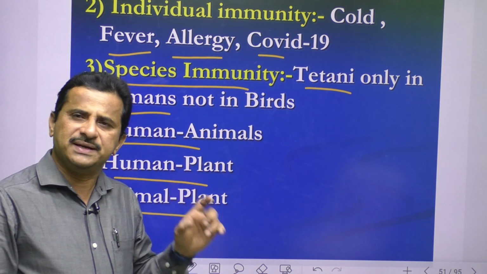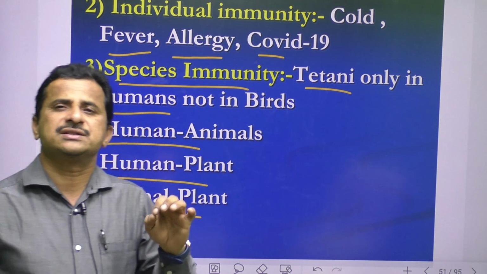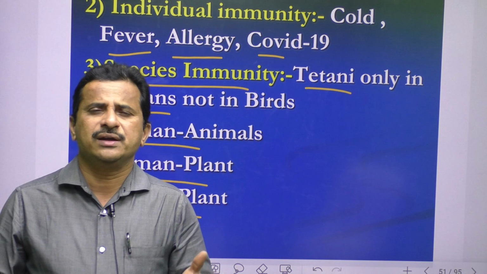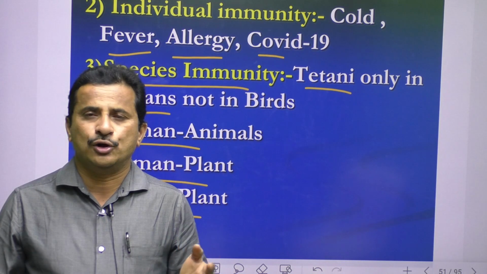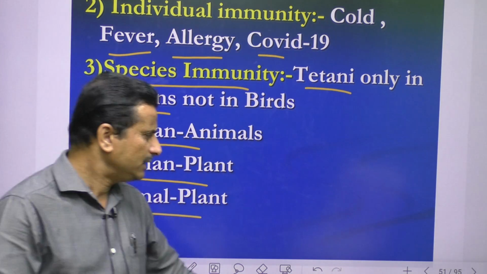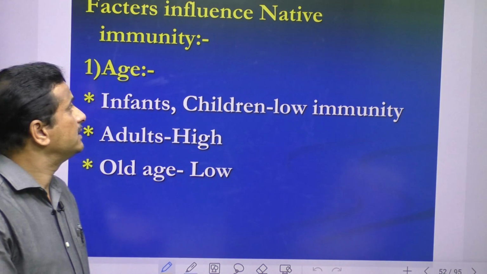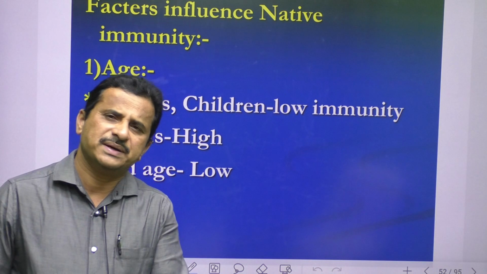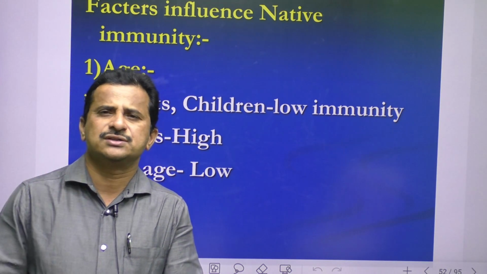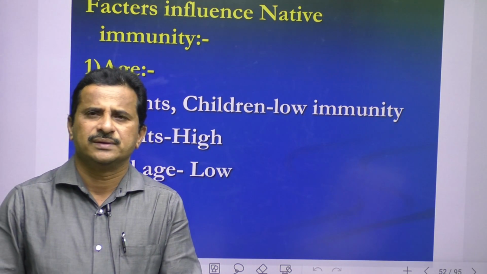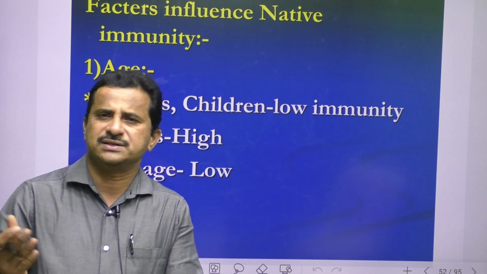See here, species immunity, racial immunity and individual immunity, all because of the genes and their body response, their body action mechanism. Next, factors that influence native immunity. Even though immunity differs from person to person, some factors influence a person's development of native immunity. Again, native immunity is also not common in all people because of some reasons.